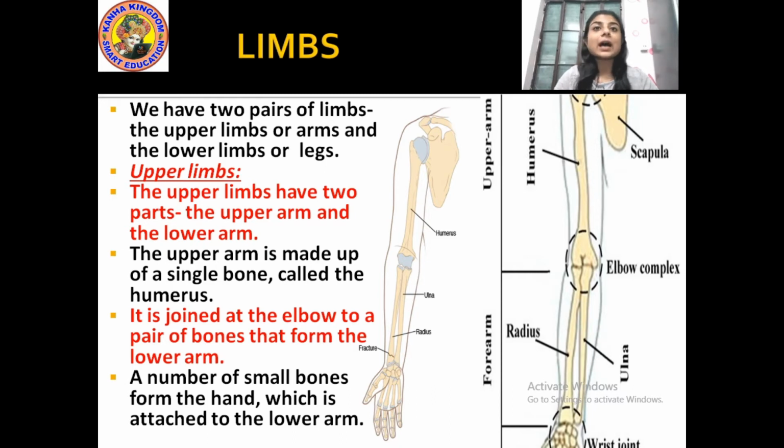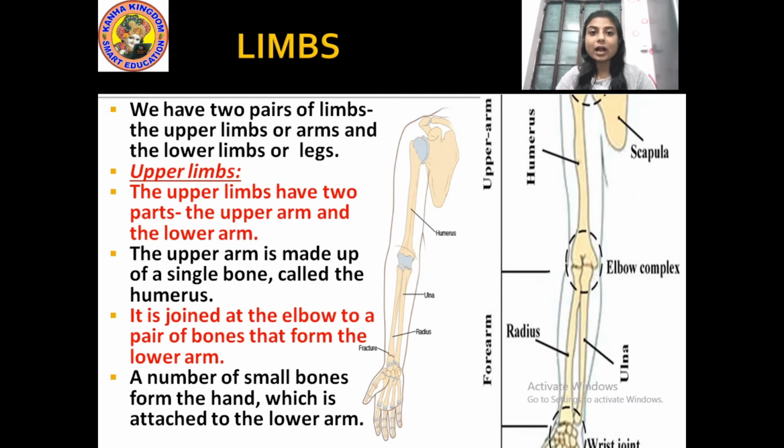Then the upper arm is made up of a single bone. If you feel your hand here, you can feel a bone in the upper arm. Yes or no? That bone is named the humerus. What is the single bone of the upper arm called? It is called the humerus, H-U-M-E-R-U-S. It is joined at the elbow to a pair of bones that form the lower arm. You can see in the picture, it is written there. That humerus is joined with the elbow.